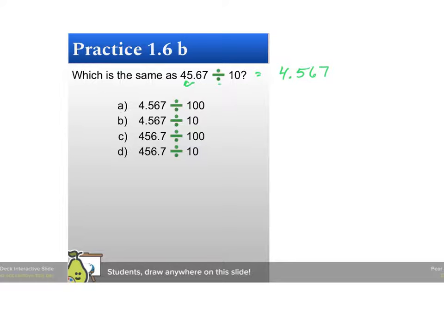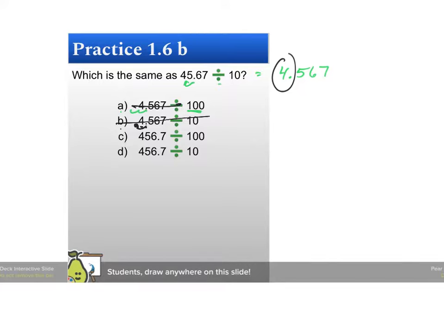With A, if I'm dividing by 100, I'm going to move the decimal place 2 places. That's going to be a lot smaller than 4. I'm looking for an answer that starts with 4 decimal. So this cannot be correct. This B starts off with 4 decimal, and dividing by 10, it'd have to get smaller, so it would be smaller than 4, so that cannot be right.